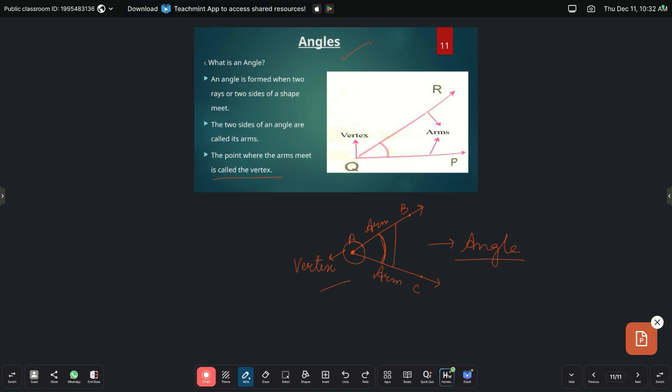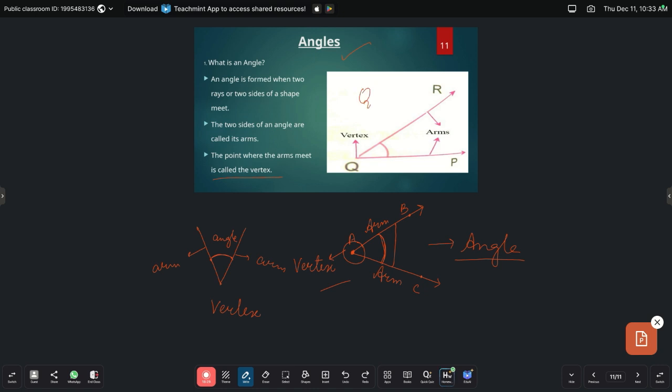Got it, boys? Let me give you an example. Suppose I am writing here a letter V. See, this is an arm. This is also an arm. This is the vertex. And here it forms an angle. Got it? So, we can say angle is the distance between these two arms. Got it, beta? Is this thing clear? Very nice.